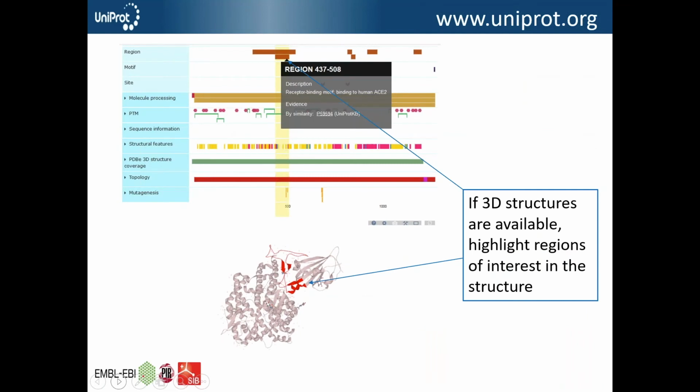Below this, if there are any structures available, any sites or regions that you click on will be highlighted in the crystal structure as well. This crystal structure is versatile and interactive, so you can move it around to look at specific features or specific areas that may be of interest. And there's a direct link to PDB if you want to see some more information on that.